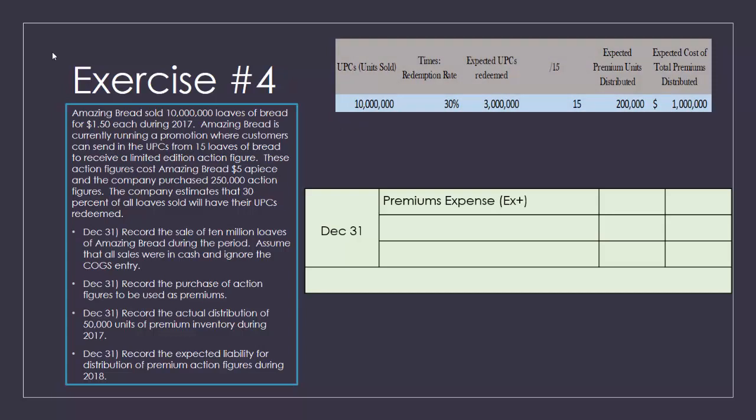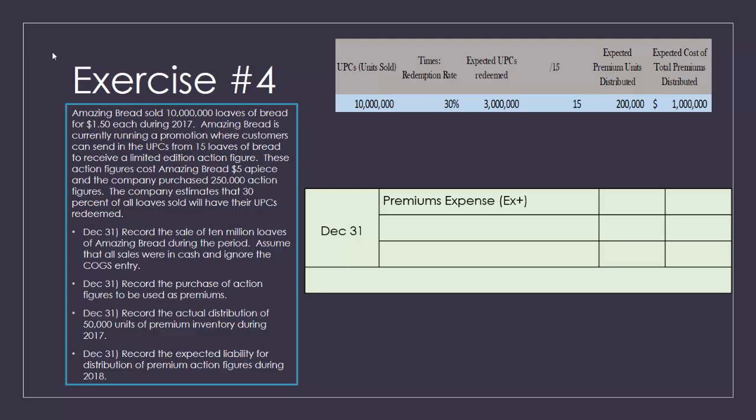In this example, we sold 10 million units, which means there are 10 million UPCs out there, but we don't expect all of them to come back to us. We think only 30% of our loaves sold are going to have their UPCs redeemed, which means we're going to get 3 million of those back in the mail from people that want these action figures. Each action figure requires our customers to send in UPCs from 15 loaves of bread, which means those 3 million UPCs that we're going to redeem are going to cause us to have to send out 200,000 premium units in the future.